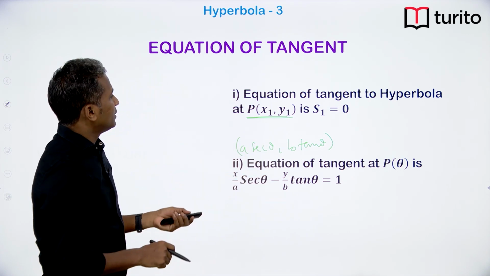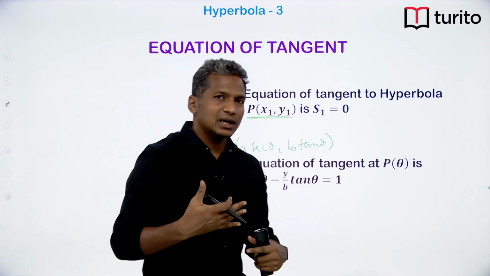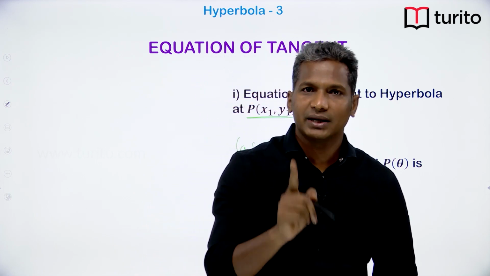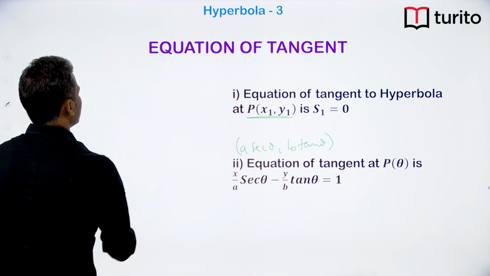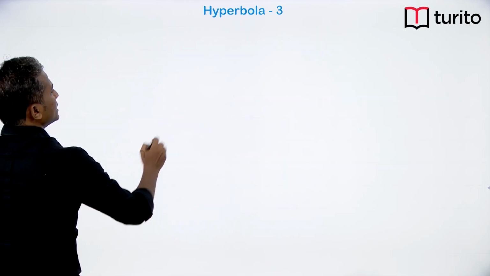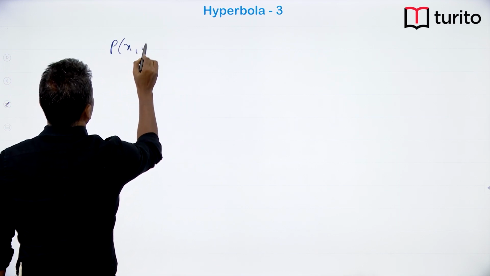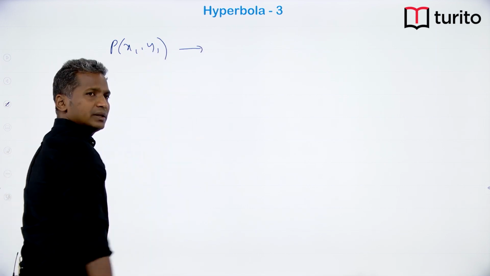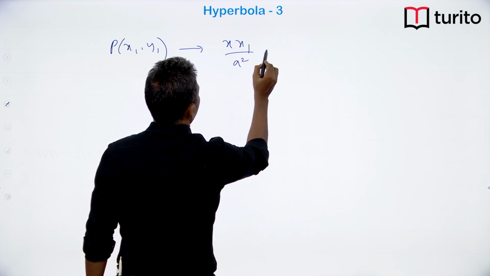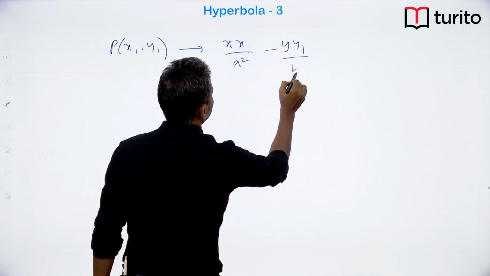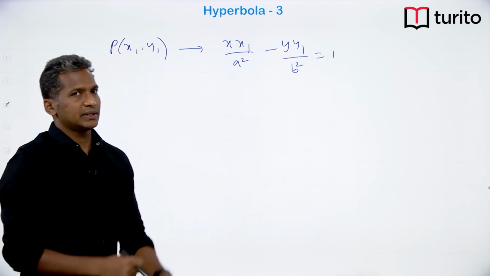Okay. Now, suppose I am interested in normals. What is the idea that I have discussed earlier? There is a pattern for tangent and normal. Okay. So, let me just explain the pattern here. If I am taking the point as x1 comma y1, then the equation of tangent becomes xx1 by a square minus yy1 by b square equal to 1. This becomes the equation of tangent.